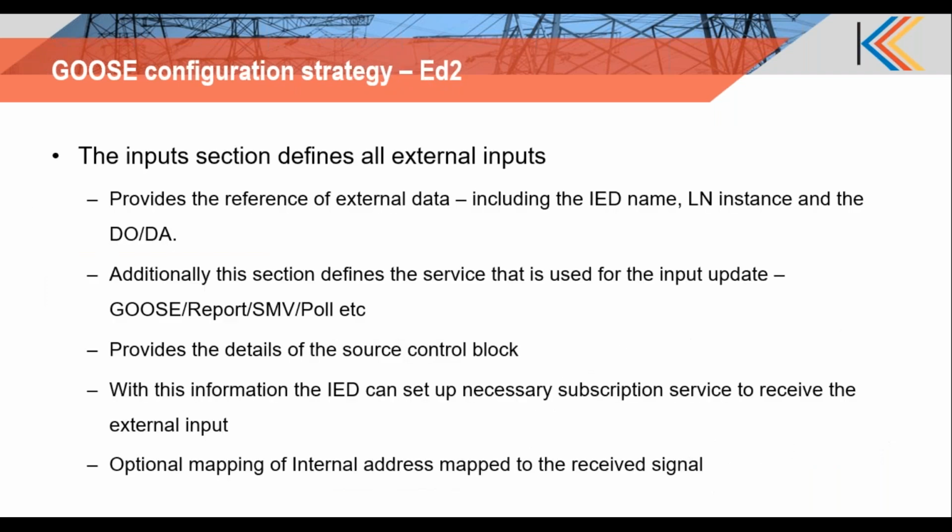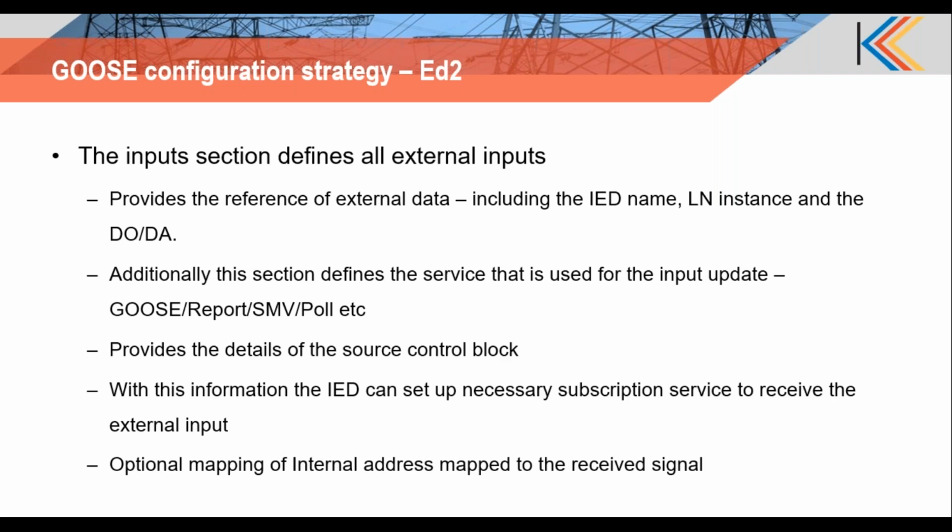But in Edition 2, they have changed the configuration strategy, and within the Inputs section defined for all the external inputs in each IED, there is the external reference data, which is what was there even in Edition 1 as well, which includes the IED name, the LN instance, and the DO/DA attribute, that object or attribute reference. Additionally, this section defines a service that is used for this input update. So that specifies whether it's a GOOSE or a report or a sampled value or a poll that is responsible for that external input update.